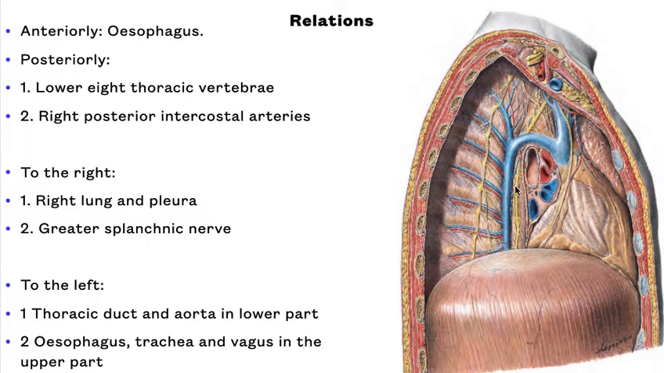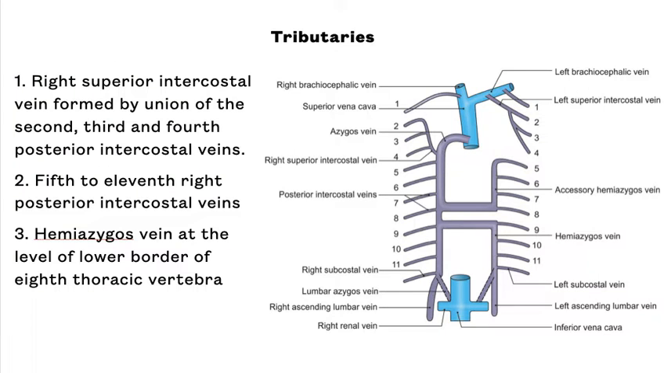Relations of the azygos vein: anteriorly we have the esophagus, posteriorly we have the lower 8 thoracic vertebrae and the right posterior intercostal arteries. To the right is the right lung and pleura and the greater splanchnic nerve. To the left, we have the thoracic duct, the aorta in the lower part, esophagus, trachea, and vagus in the upper part. Now, tributaries of the azygos vein.